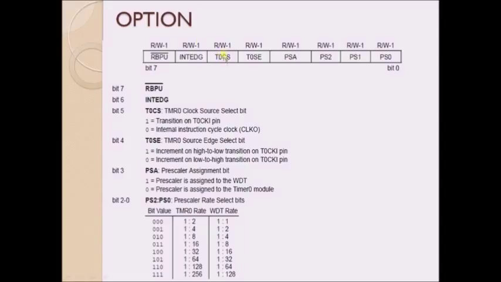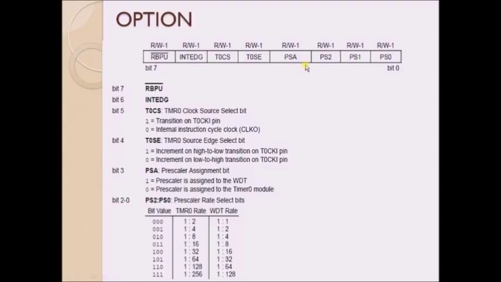If it is programmed to 1, it means it is acting as a counter. If it is programmed to 0, it means it is acting as a timer. Then we have select edge, so you can select a particular edge where the counter gets incremented by 1. Either it might be the rising edge or the falling edge. And then prescale assignment.